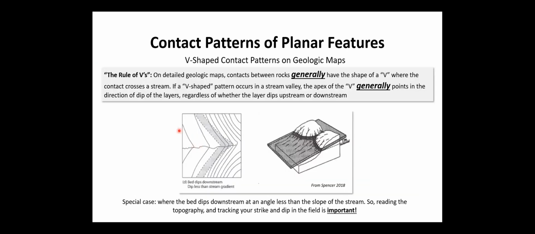Okay, so there are just a couple special cases where the rule of V's might fool you. I've rarely run into this in my own personal experience, but it's where the bed dips downstream at an angle that's less than the slope of the stream. Okay, that's a case where the rule of V's won't point in the direction of dip. This is pretty rare to see. So it's important to be tracking your strike and dip in the field and remembering that.